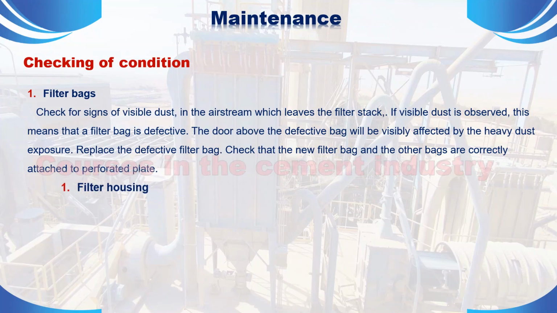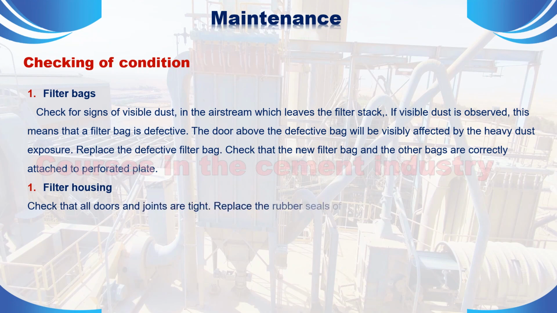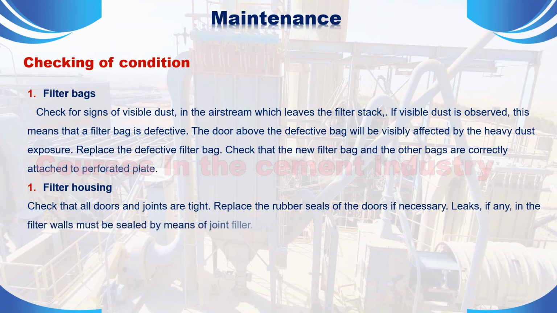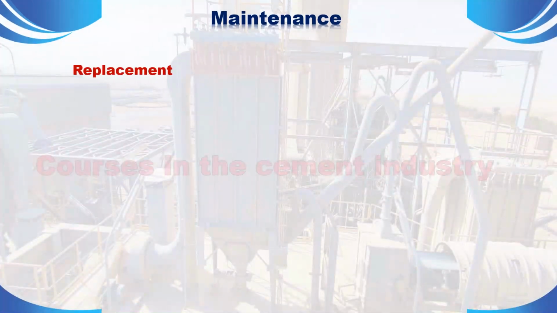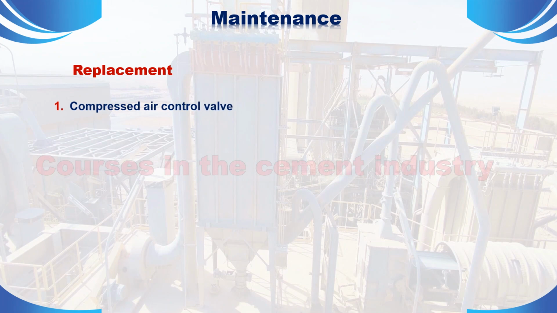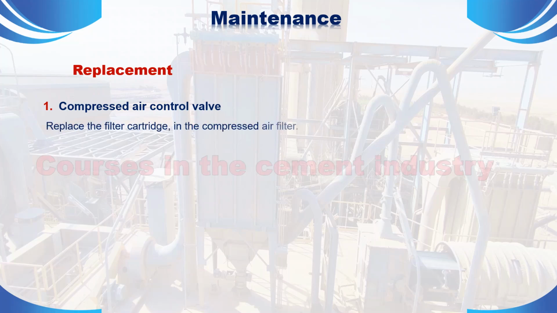2. Filter housing. Check that all doors and joints are tight. Replace the rubber seals of the doors if necessary. Leaks, if any, in the filter walls must be sealed by means of joint filler. Replacement. 1. Compressed air control valve. Replace the filter cartridge in the compressed air filter.